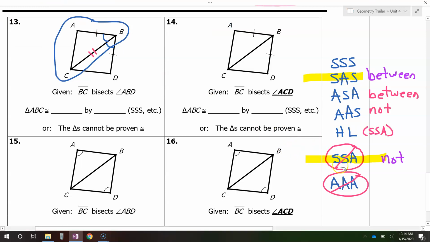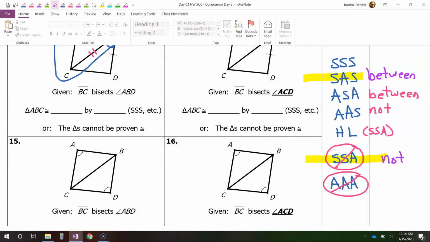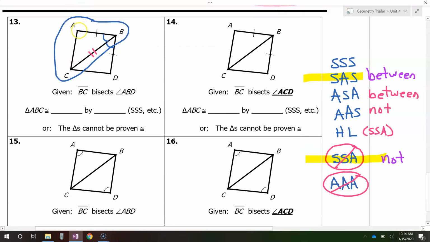Okay, now, so it's between these two. So in order to figure out whether or not the angle is between the sides, you should trace the sides. So here's one side that's marked. Here's the other side that's marked. Look where they meet. They meet right here at the angle that is marked. So the marked angle is between the two sides. That means this is side angle side.